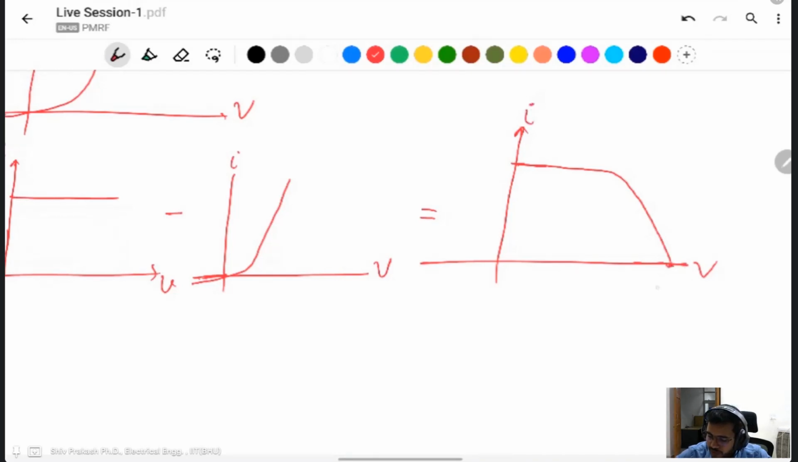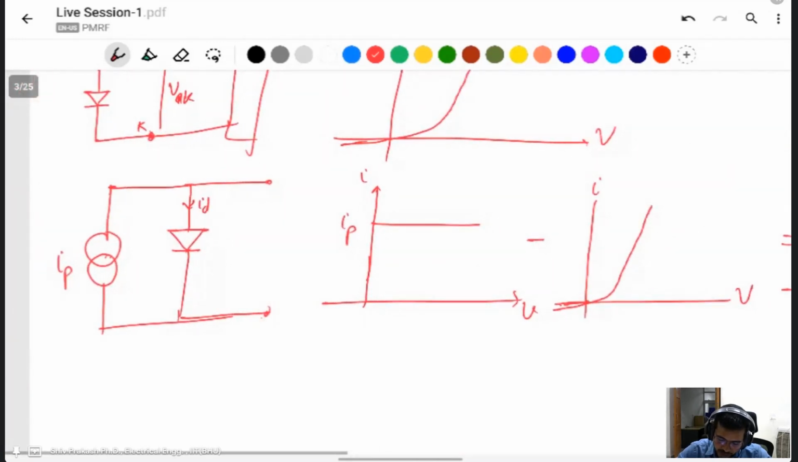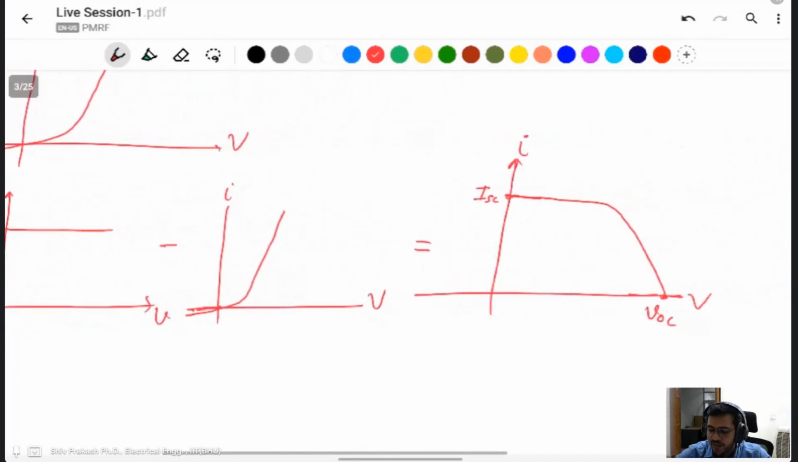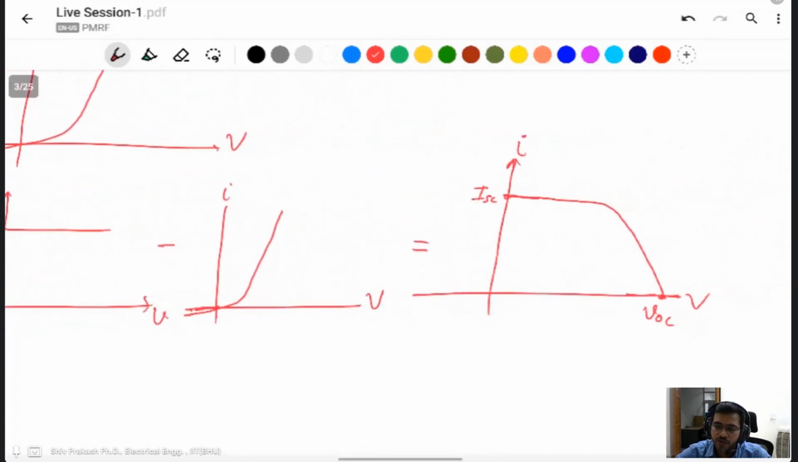Where current is 0, it means open circuit voltage. Where current is maximum and voltage 0, this one is short circuit current. This one is the IV characteristic of the solar PV. It means one constant current is a photovoltaic current passing through a diode. Multiple diode is subject to the diode current like that, and then you find the actual characteristic of the solar PV.